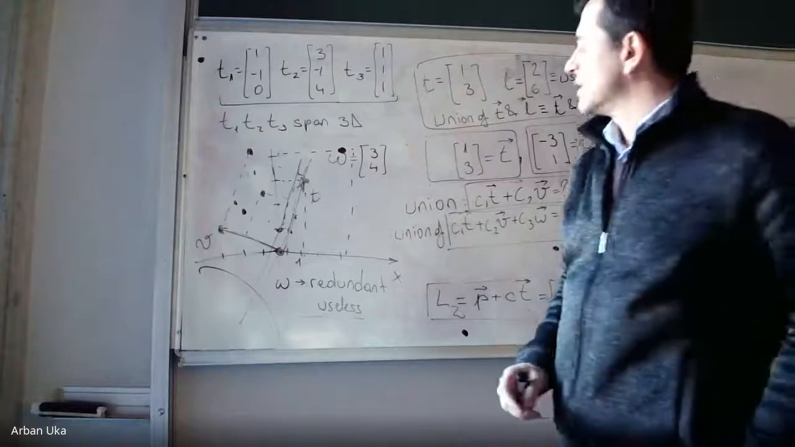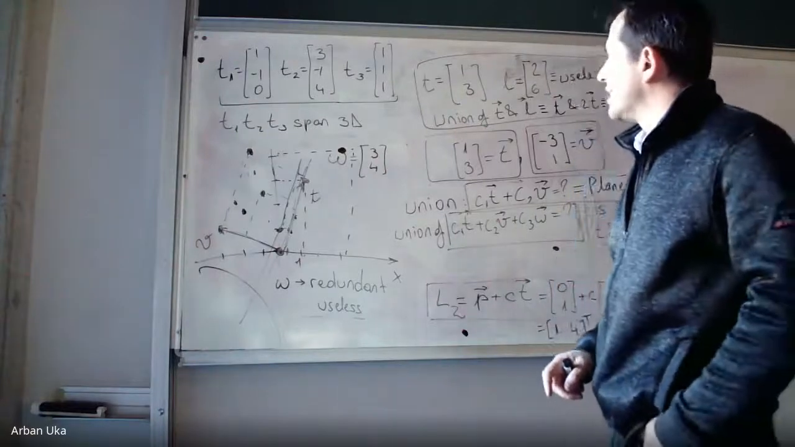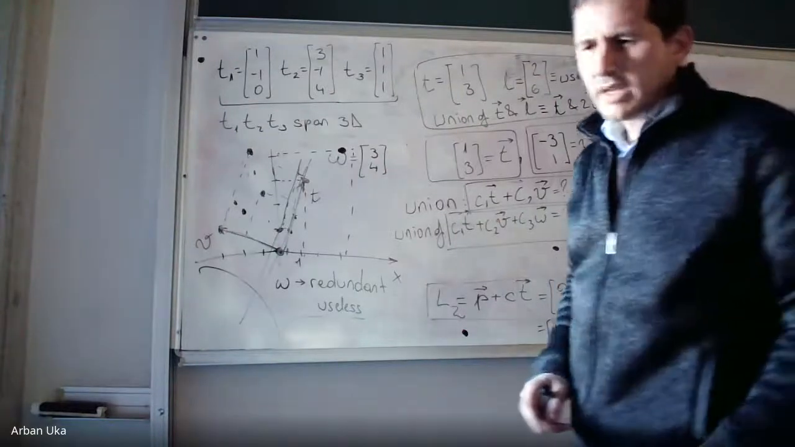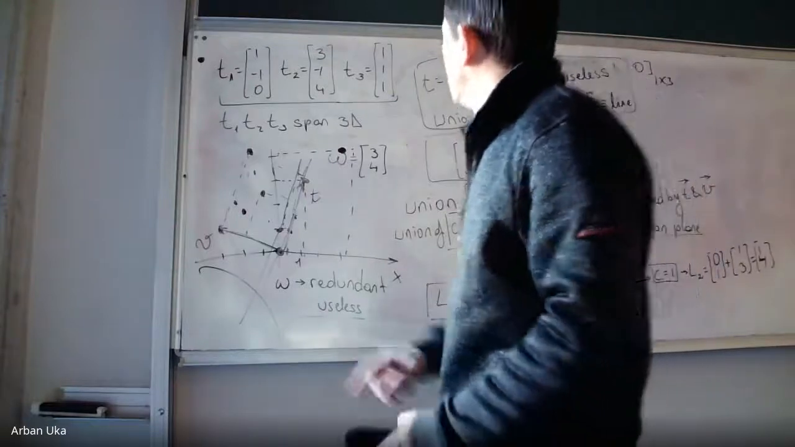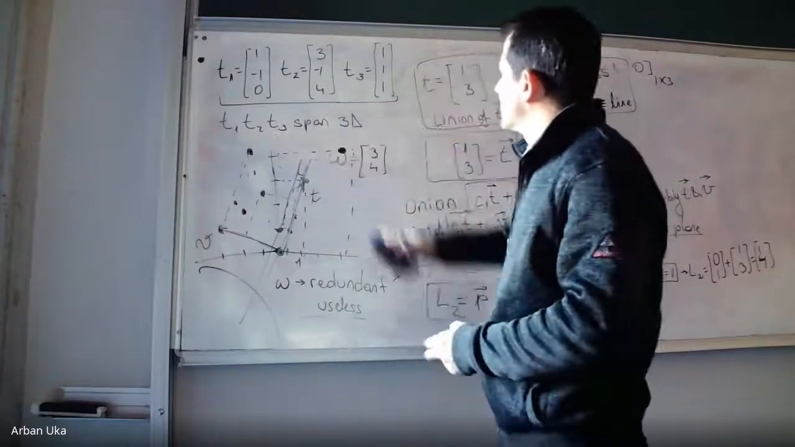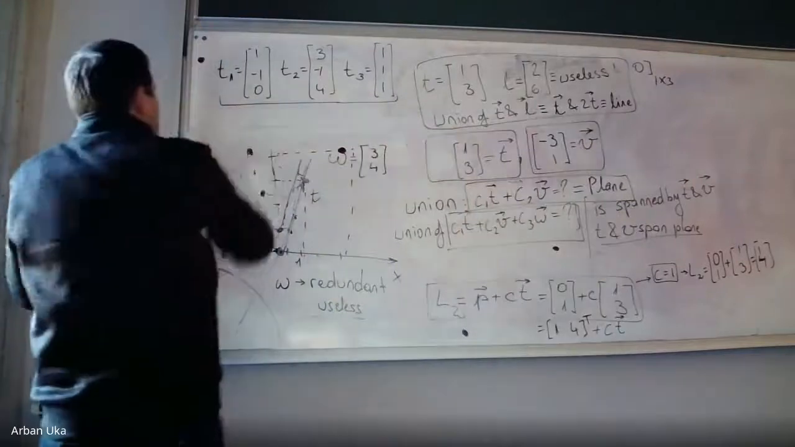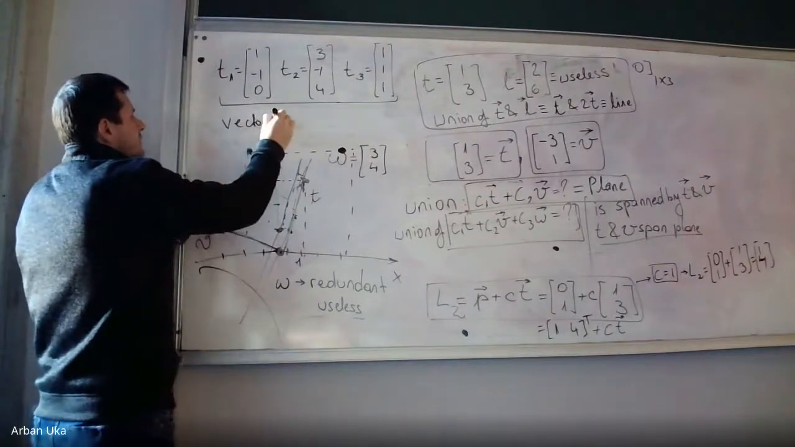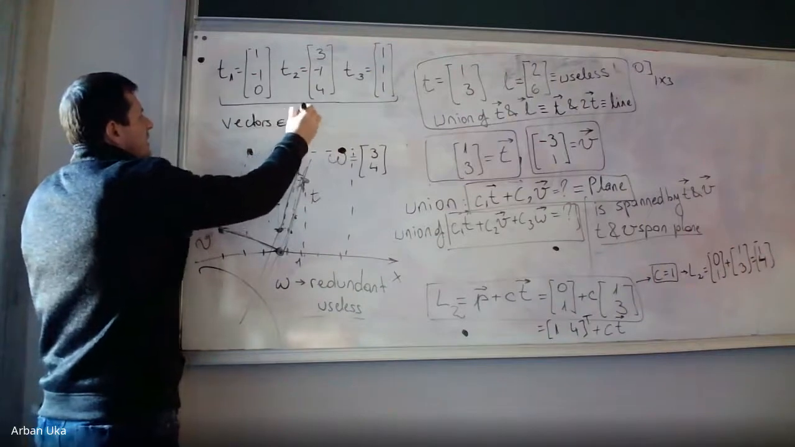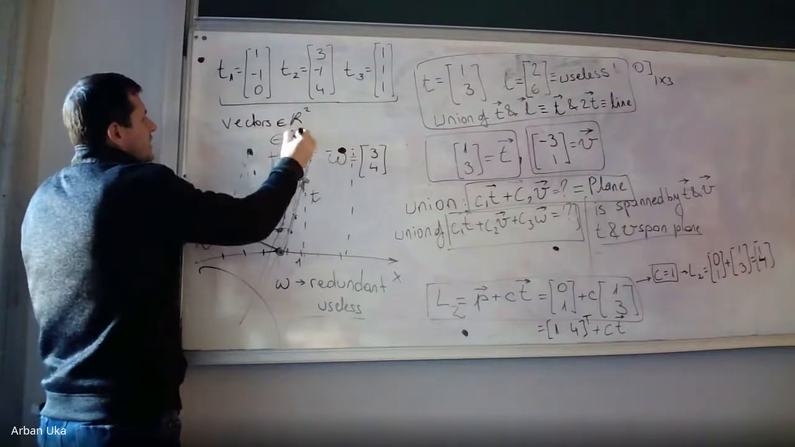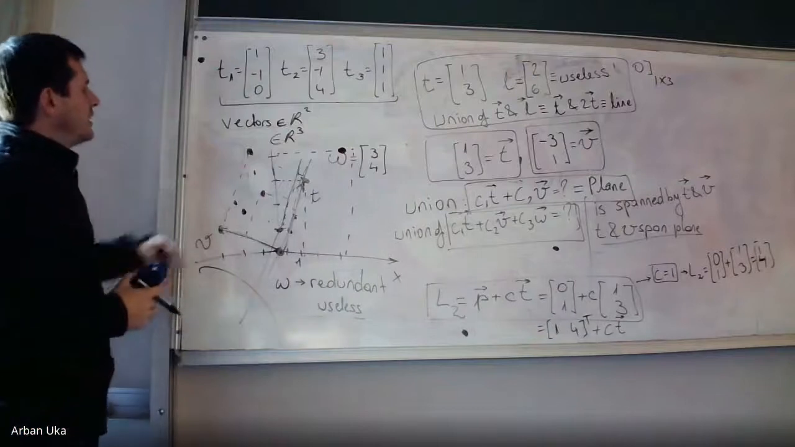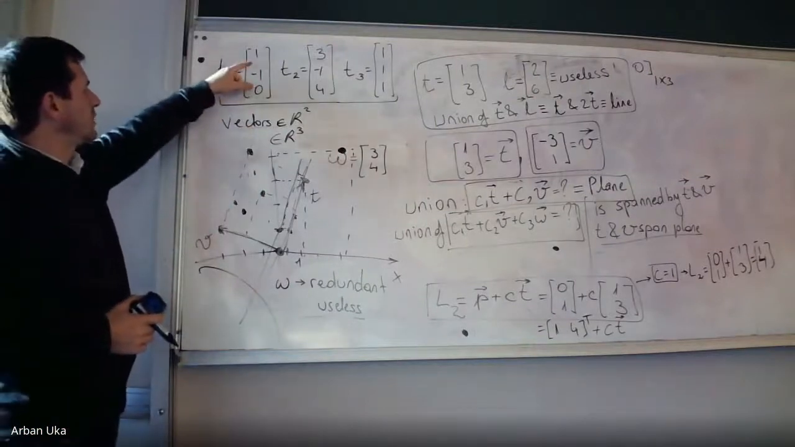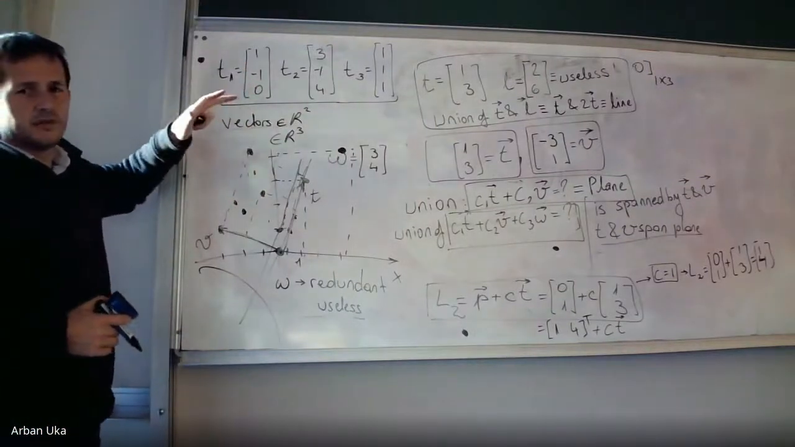We discussed the vectors in R squared, and I can write this on the board. So we see here T1, T2, and T3 span 3D. Until now, we have discussed the vectors in R squared and the vectors in R cubed. So any vector in R cubed would have a triple of numbers.